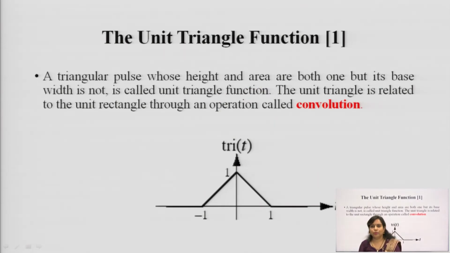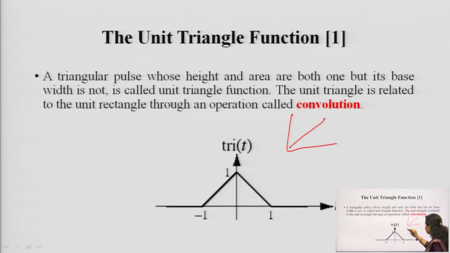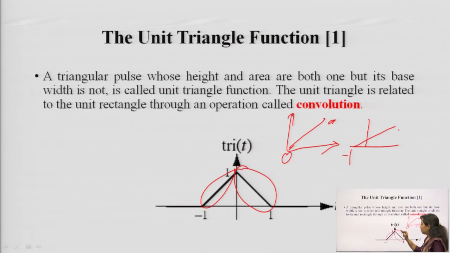Next one is the unit triangle function. Now, the unit triangle function, if you see, will be made up of two ramp signals. A ramp signal is somewhat like this one, which will start from 0 and extend up to infinity. That is a ramp signal. This is the shifted version. If you shift this signal by minus 1, this is also a ramp function. So, this is one ramp function, and this is the time reversed ramp function. So, this is made up of ramp functions only.